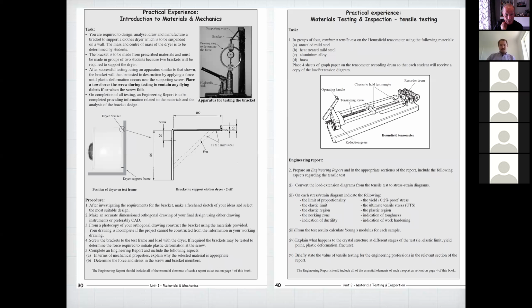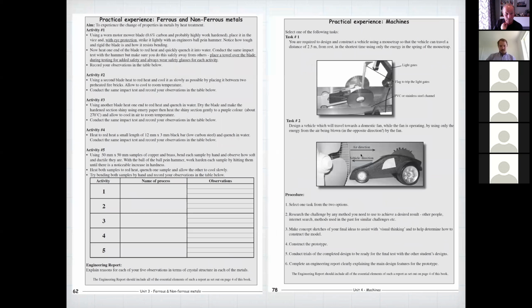And I made it this shape here because the design of this was to hold up a dryer, and I had a frame there. And the first thing we do is put the bracket there and see if it would hold up the dryer. So that was the original aim, and then we'd test it to destruction. So the students could see forces in action. And also we used to use the tensometer. I used to get the kids to lap their own samples after they've been broken.